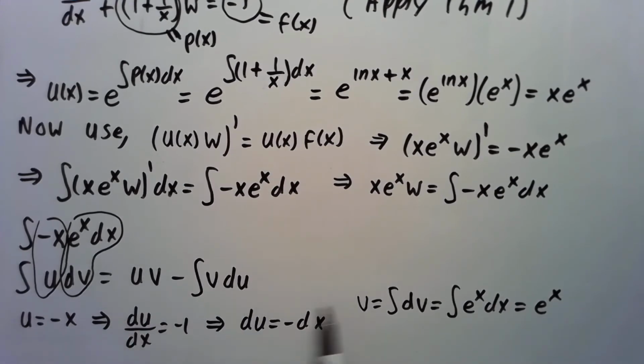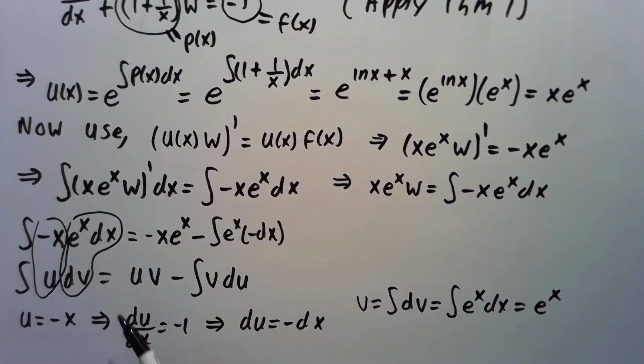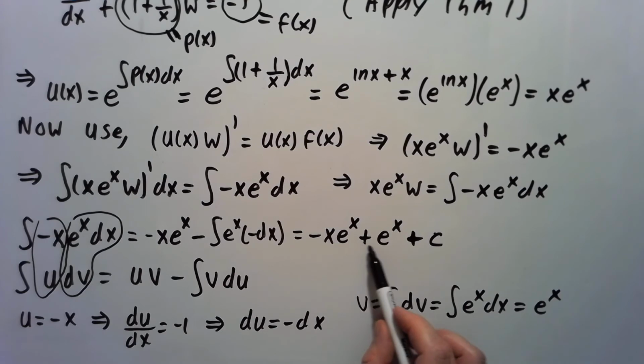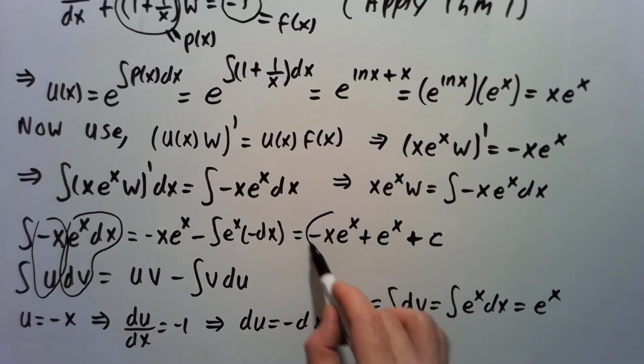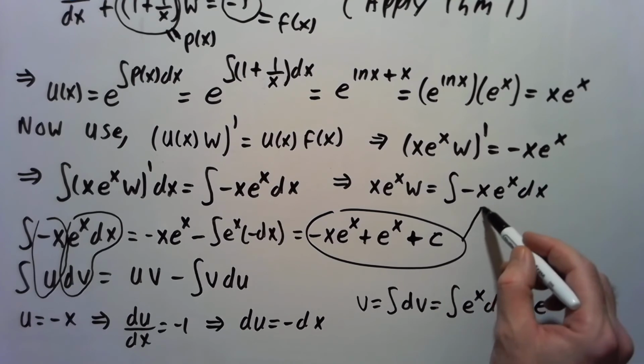So letting my u be negative x here, my v be e to the x, making those substitutions we get: our u is negative x, our v is e to the x, then minus integral of v du, e to the x times minus dx here. Then simplifying a bit further, integrating this guy, it's going to be e to the x. So we get minus x e to the x plus e to the x plus c. This is going to go in place of this guy here.